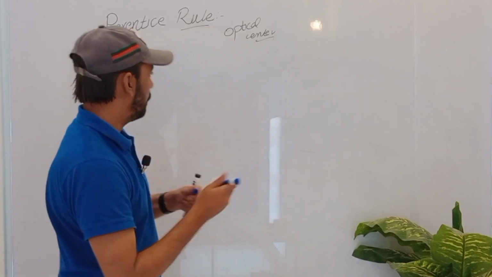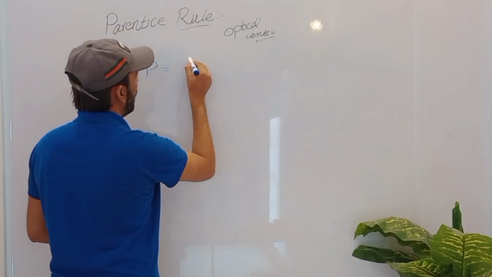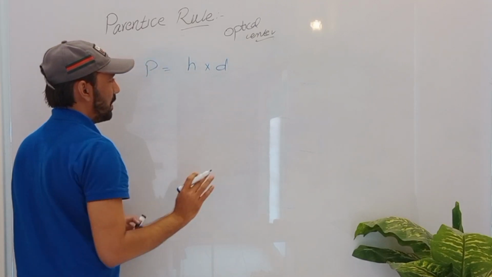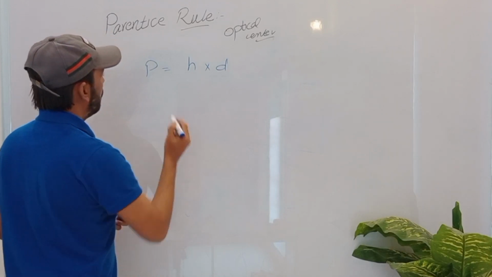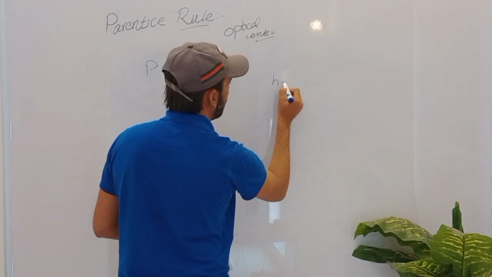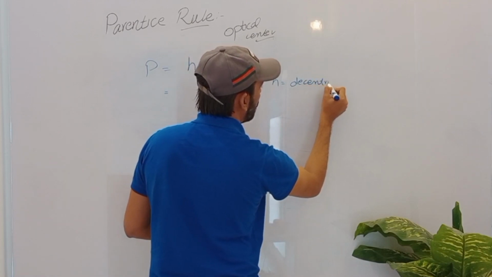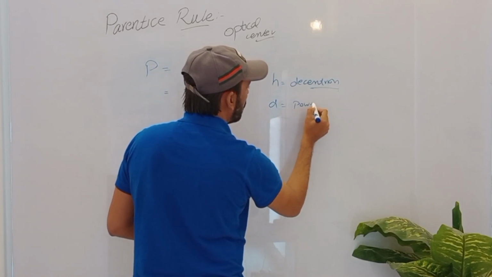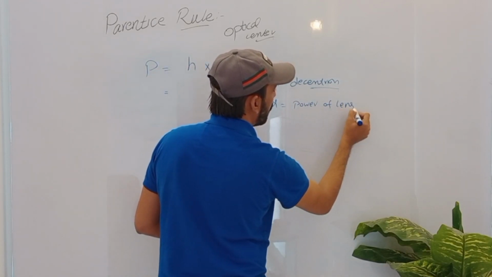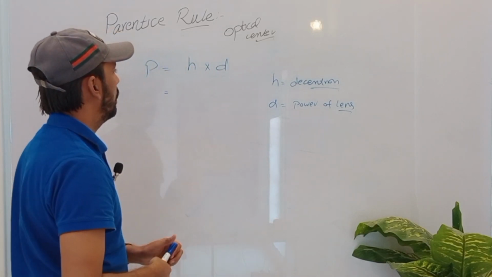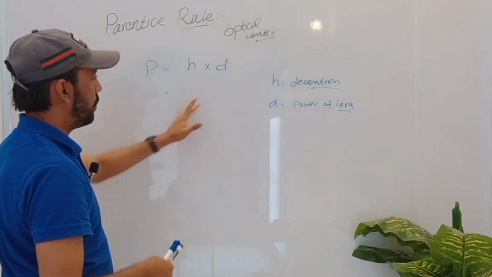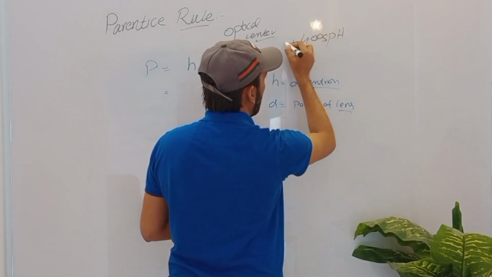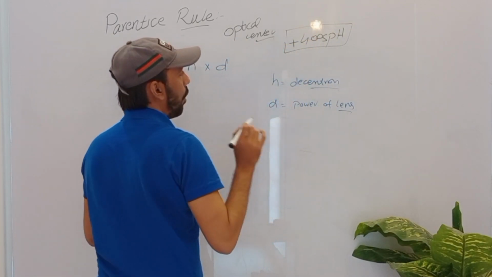So now we will learn the formula, which is P is equal to H cross D, and sometimes we write it as P is equal to C cross D. It doesn't matter. H means the decentration and D means the dioptric power of the lens. So let's put a question on this formula. Suppose we have a plus 4 spherical lens. The power of the lens is plus 4.